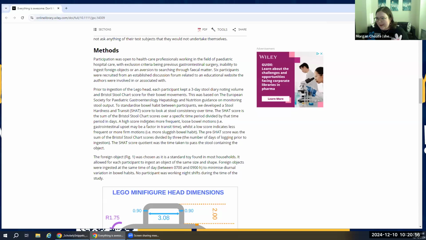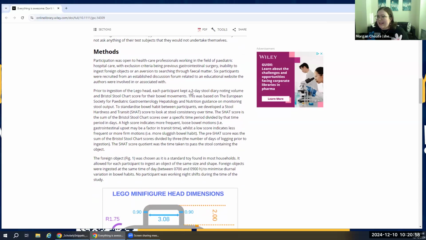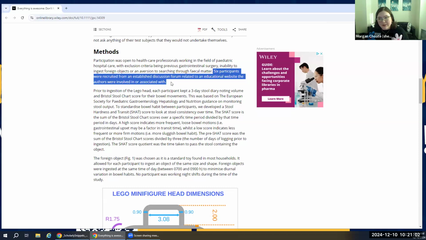We'll skip back up, but this bigger method section does discuss that the 6 participants were recruited from an established discussion forum related to an educational website that the authors were associated with, which I would be curious, you can unmute yourself or put it in the chat, what type of sampling method you all think that this is.